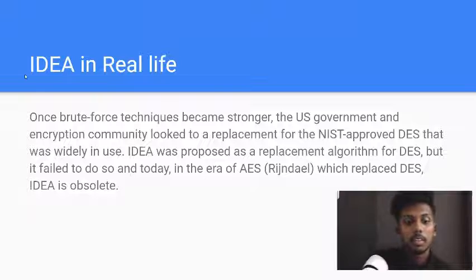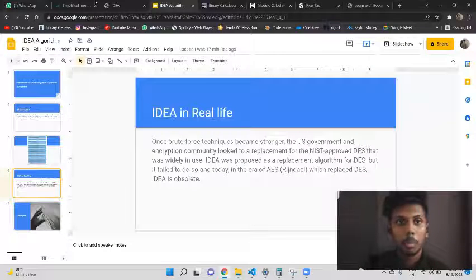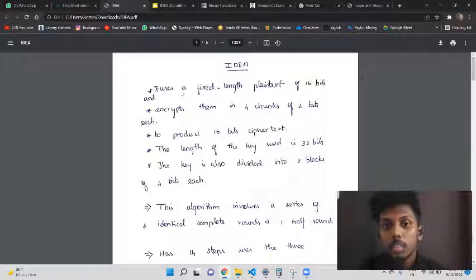We will see something about IDEA, like solving a problem. IDEA uses a fixed length plain text of 16 bits and encrypts it in 4 chunks of 4 bits each to produce a 16-bit cipher text. 4 chunks means 4 times 4 bits, that is 16 bits. The length of the key used is 32 bits. The key is also divided into 8 blocks of 4 bits each. The 32 bits divided by 4 gives 8 blocks of 4 bits.